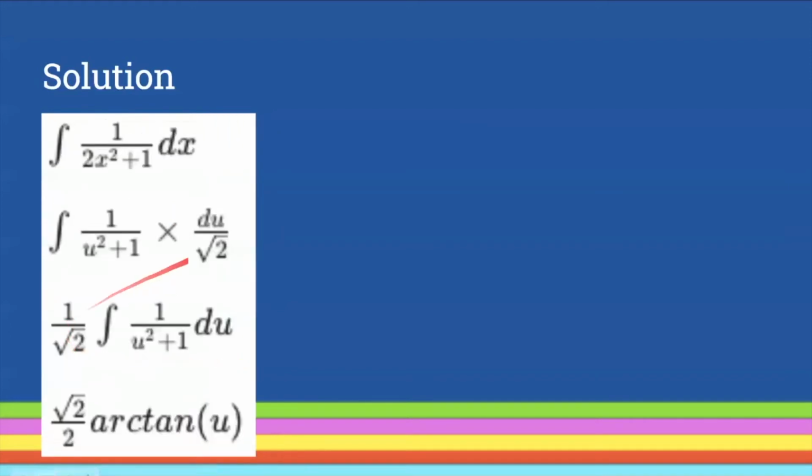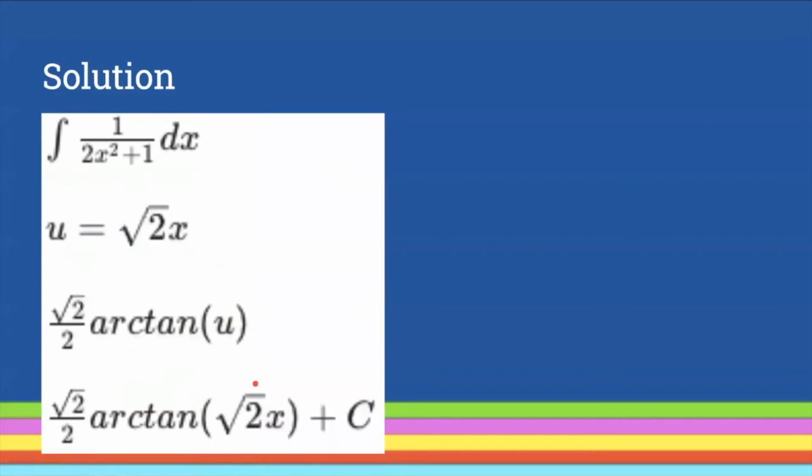All right, so you move the constant 1 over the square root of 2 out, and then this is what you're left with. And if you remember, the derivative of arctangent of x is 1 over x squared plus 1. So that means that the integral of 1 over u squared plus 1 du is equal to arctangent of u. All right, so then we unsubstitute. So u is equal to the square root of 2 times x. And then we get that this right over here is our final answer.